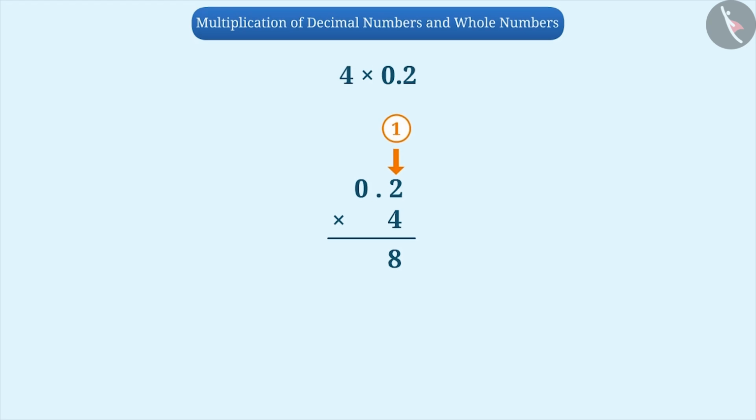So, in the result, we will place decimal point by counting 1 digit from the right side. Since there is only 1 digit here, we will place decimal point before this. Since there is no whole number before the decimal point, we will place 0 before it. Therefore, we get the value of 4 multiplied by 0.2 as 0.8.